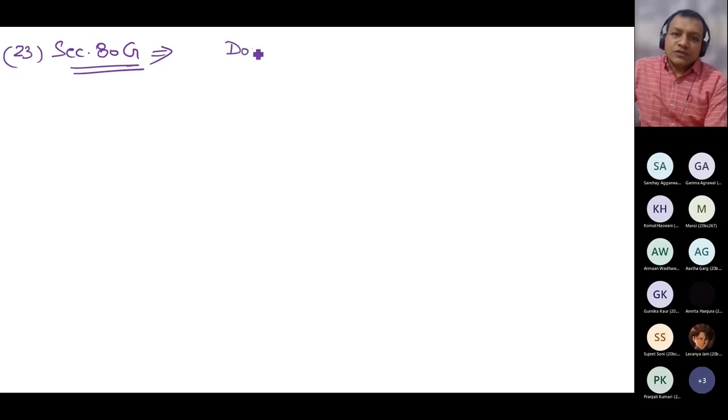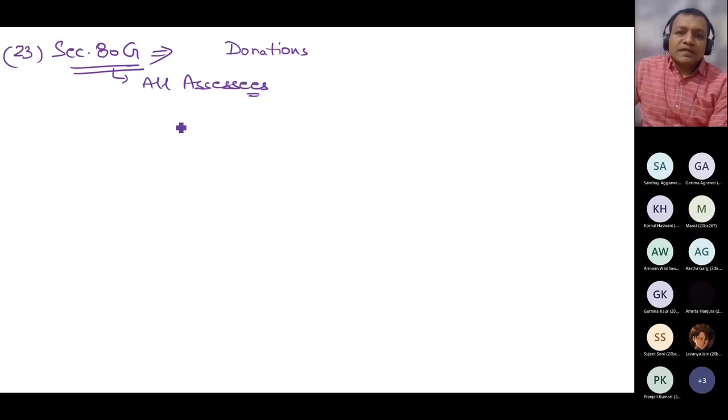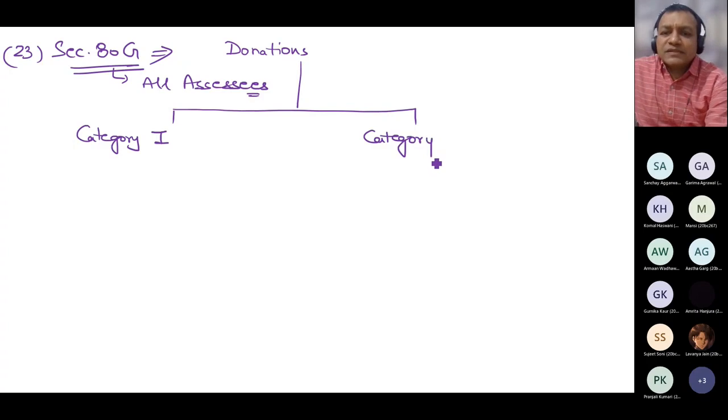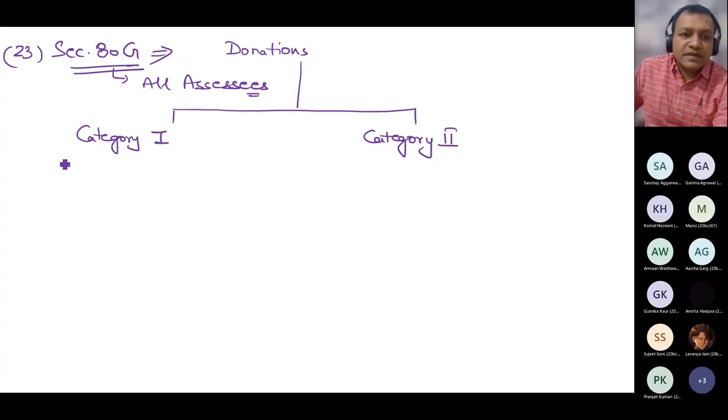Now 80G covers donations, and first of all you must know that 80G is available to all assessees: individual, HUF, firm, company, doesn't matter, it is available to all assessees. Now in this there are two categories. Donations are divided into two categories. In category 1, there are those donations in which there is no maximum limit applicable. Category 1, no maximum limit on the donated amount.